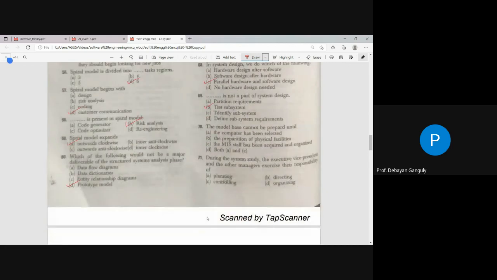70. The model base cannot be prepared until, you can say, the computer has been selected and the MIS staff has been acquired and organized, both A and C. 71. During the system study, the executive vice president and the other managers exercise their responsibility of, of course, controlling.